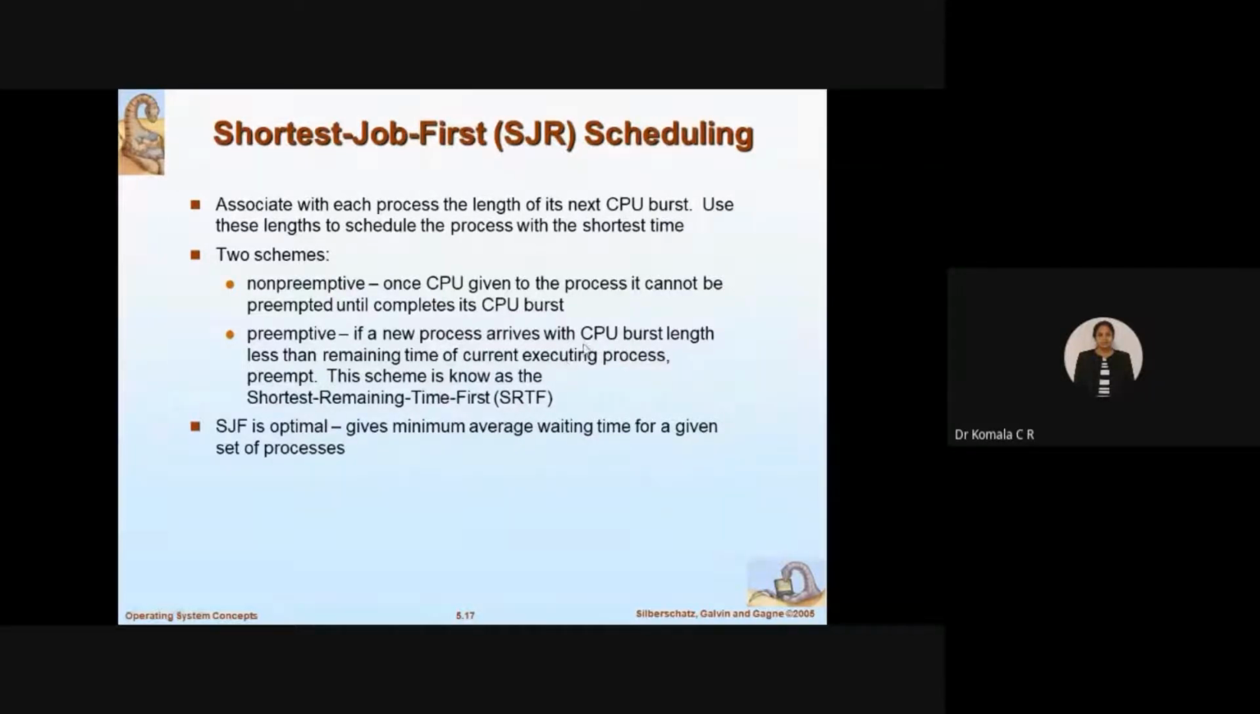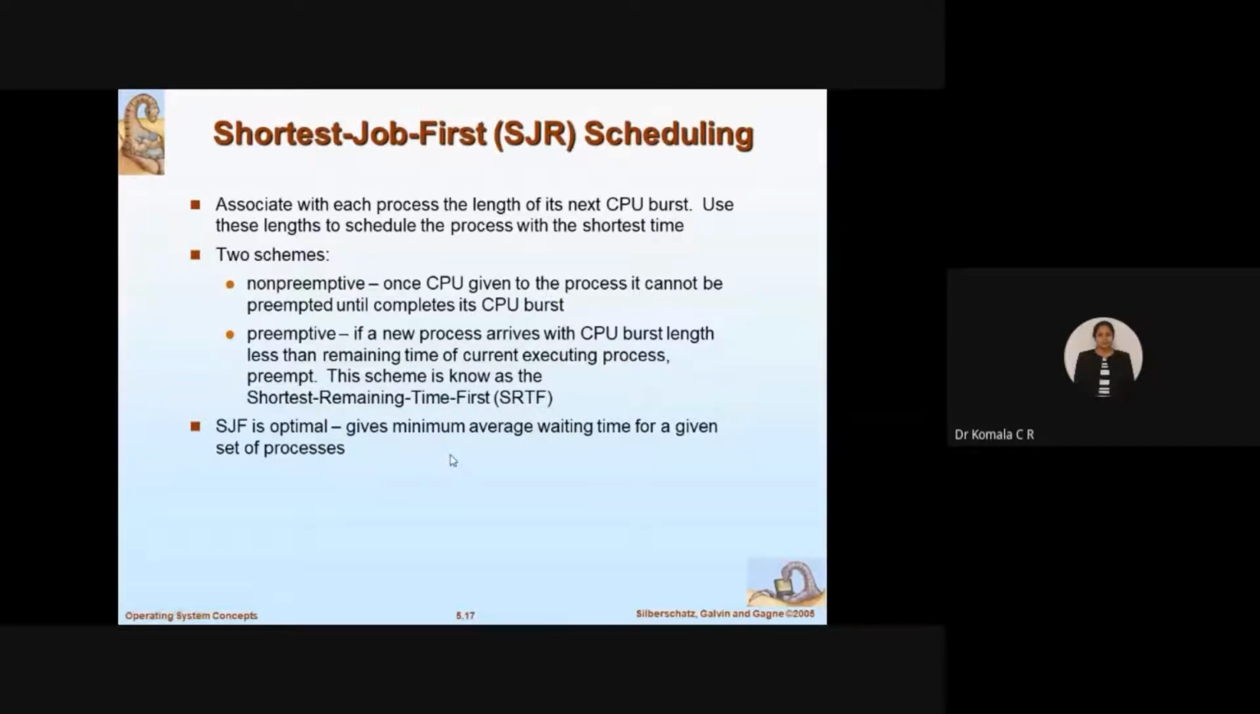In both cases, when I start the process, I will check the arrival time and the time required to complete the job. Whichever job requires less time, I will start first. So here it is shortest remaining time first. I will go with the concept of shortest remaining time when I preempt in between. SJF is optimal. It gives minimum average time for a given set of processes.